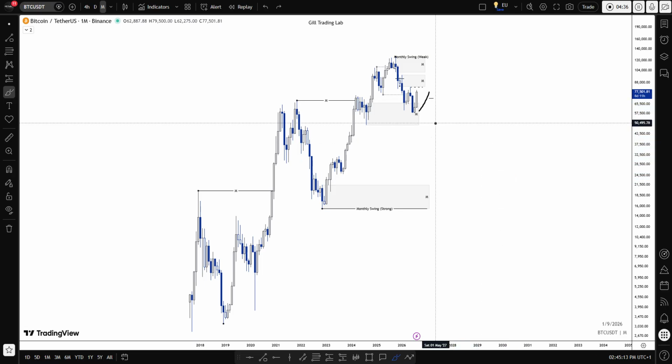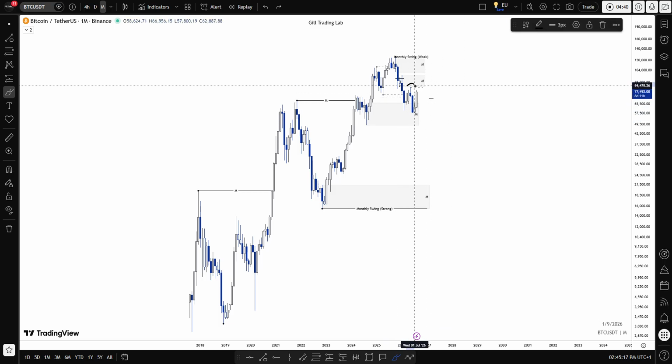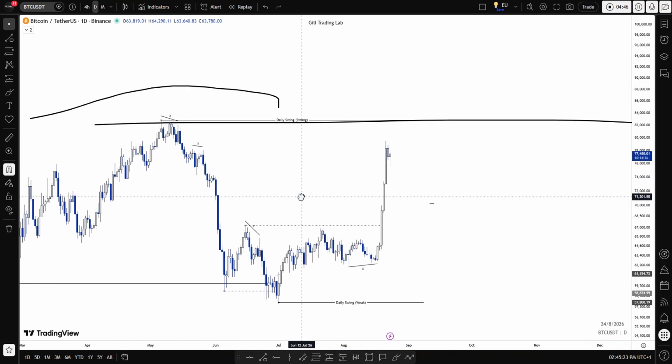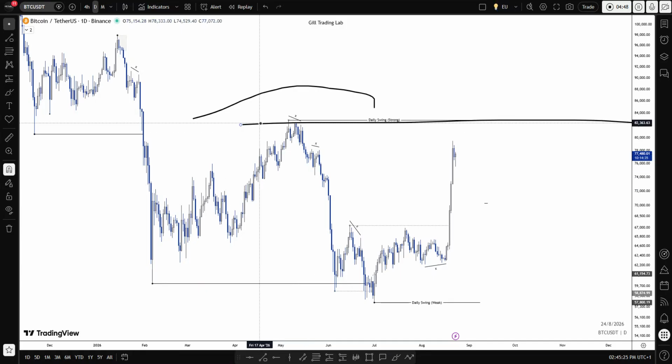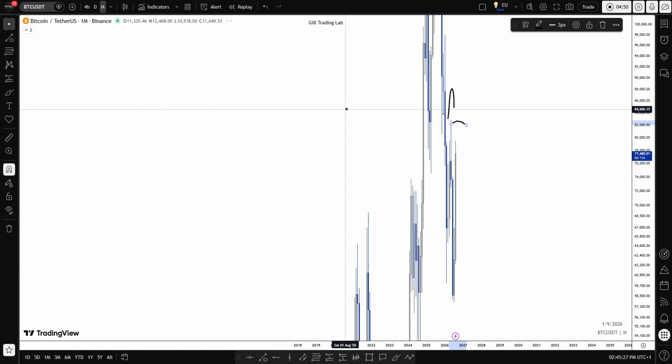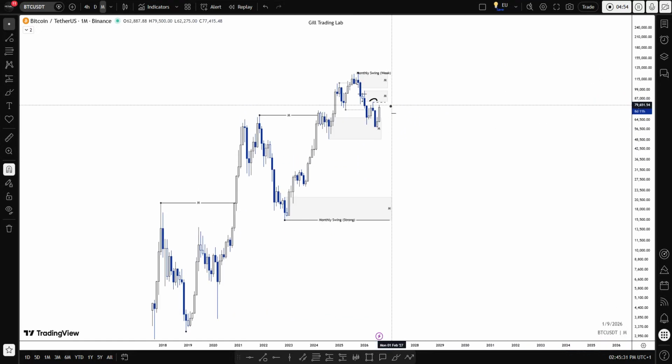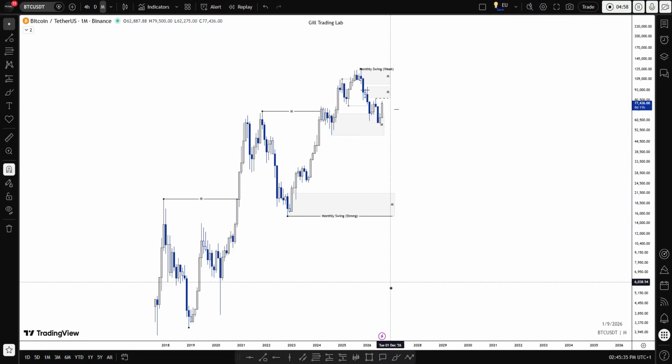So the reason why I'm showing you this is because this high over here, even if I draw it like that, and then I drop down to the daily time frame, you can see that the line is this. So that high, although it's the monthly fractal high, on the daily it's the swing high, strong swing high.